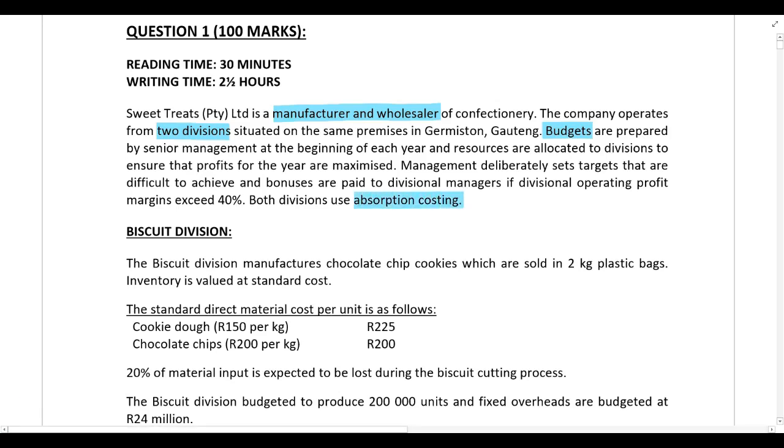Alright, so if both divisions use absorption costing, remember that means that they include both fixed and variable manufacturing costs in the value of inventory.